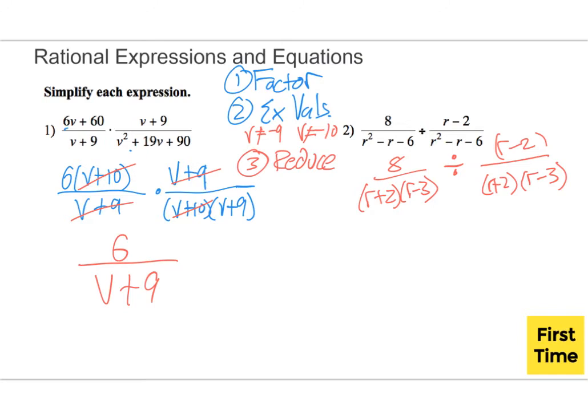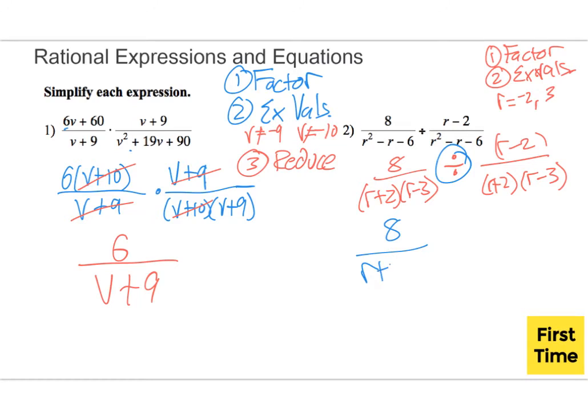Okay, excluded values. So we did our factoring. We're going to have r cannot be negative 2 or positive 3. And now when we're getting to the reducing part, we're going to have to deal with this dividing. So we have r plus 2, r minus 3 on the bottom. When we're dividing, we're really multiplying by the reciprocal. That puts an r minus 2 in the bottom and r plus 2, r minus 3 on top.